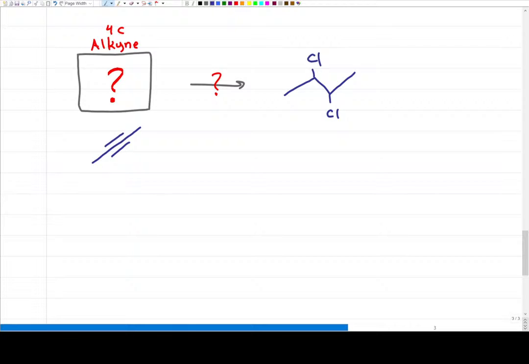How do I know that the pi bonds are both between carbons 2 and 3? If I look at my product, 1, 2, 3, and 4, if chlorine adds to carbon 2 and carbon 3, that means that's where the pi bond would have had to be so that I can break it. But now the question is, what reaction do you know that is going to give you a vicinal dihalide from an alkyne? Vicinal, they are in the vicinity, they are next to each other.